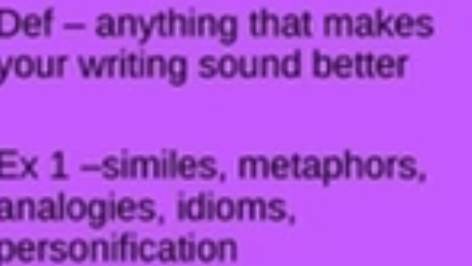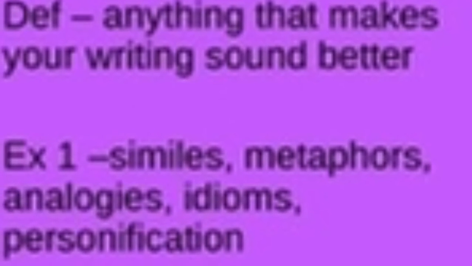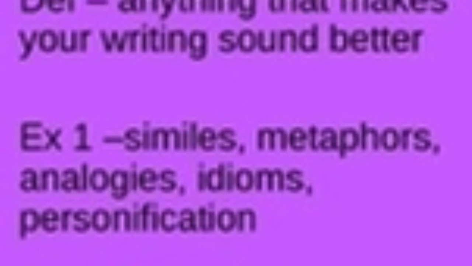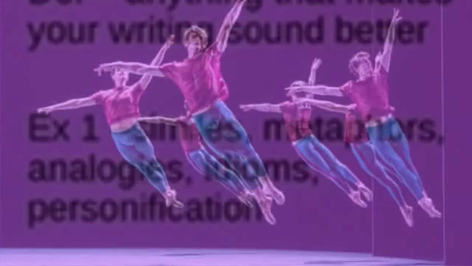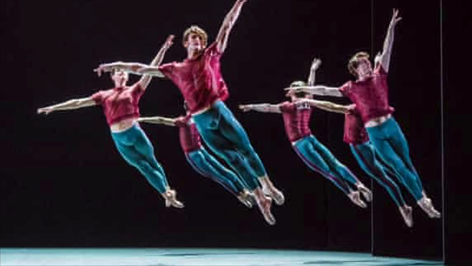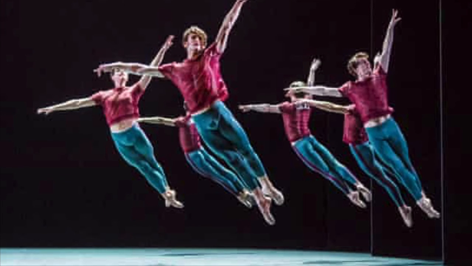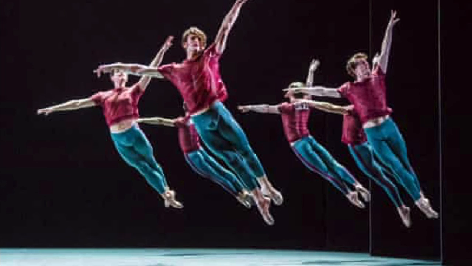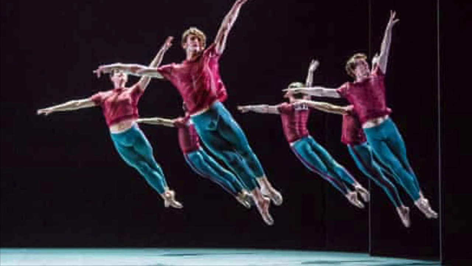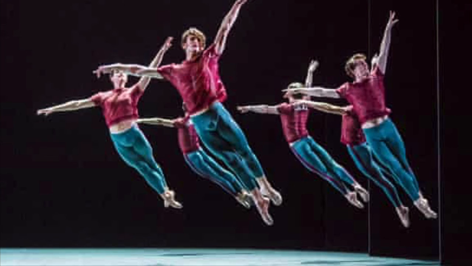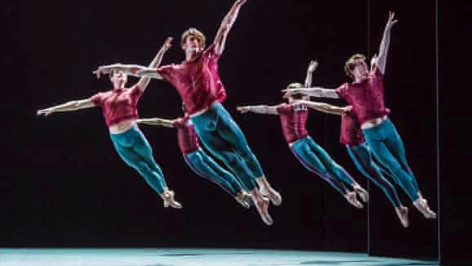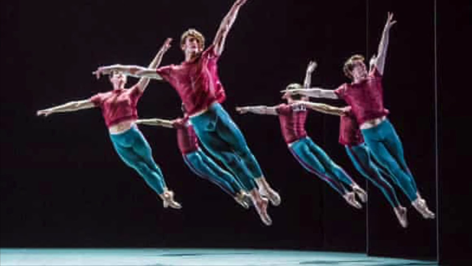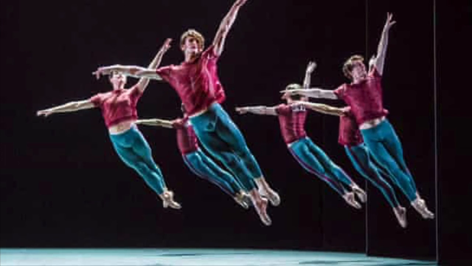The term figurative language refers to words that don't mean exactly what they say. They are used to describe something. For example, if you say the dancer flew across the stage, you do not mean that the dancer is actually flying. Dancers can't fly, but the dancer may be leaping so high and so far that he looks like he is flying. By saying the dancer flew across the stage, you are using figurative language to describe those great leaps.